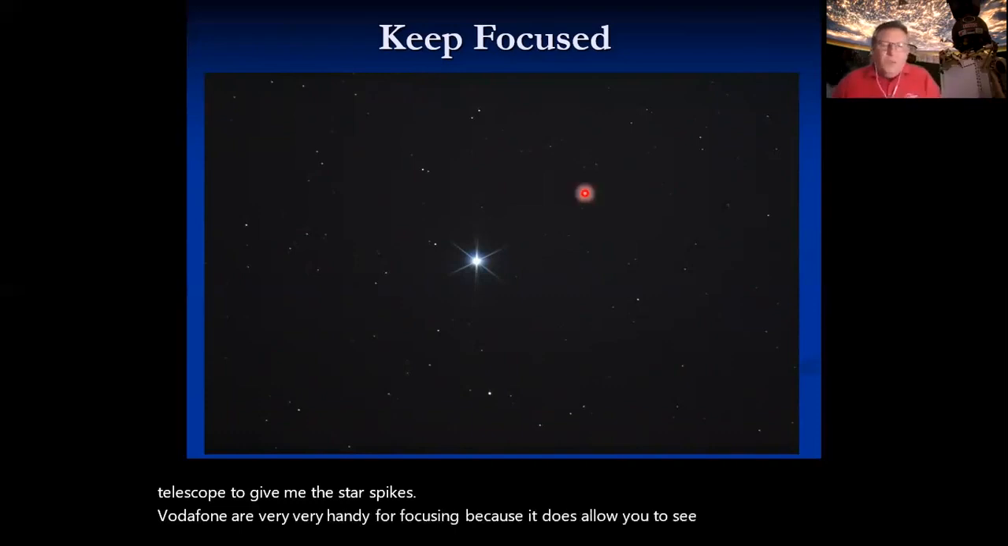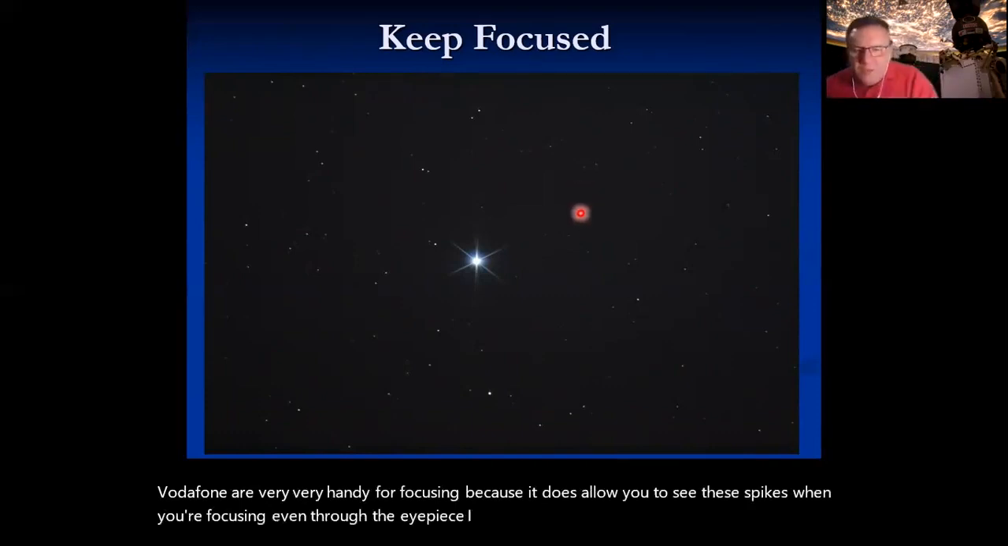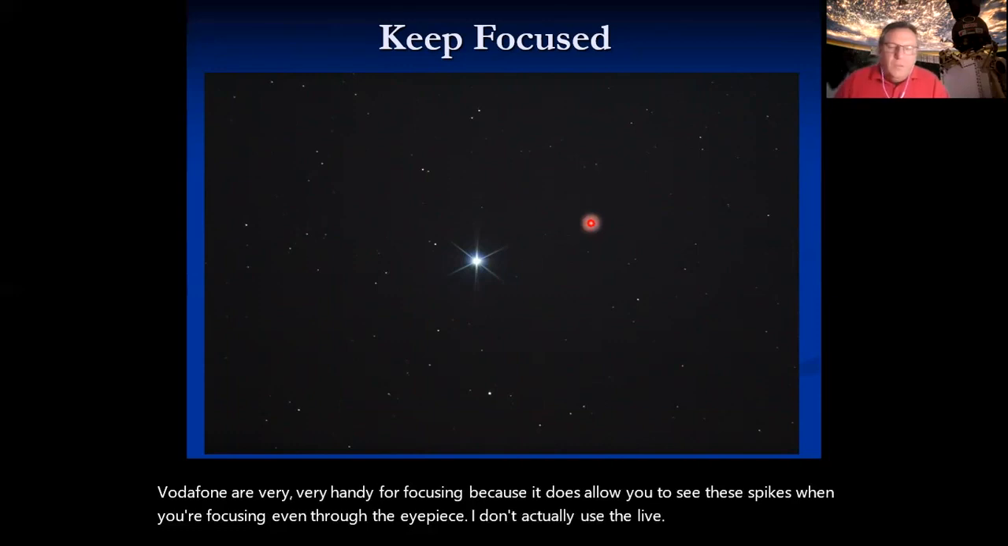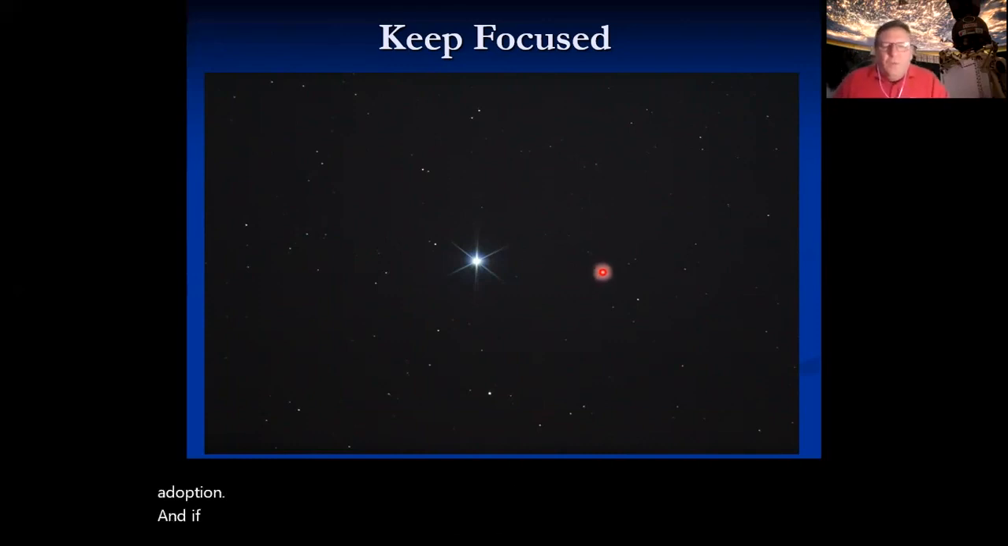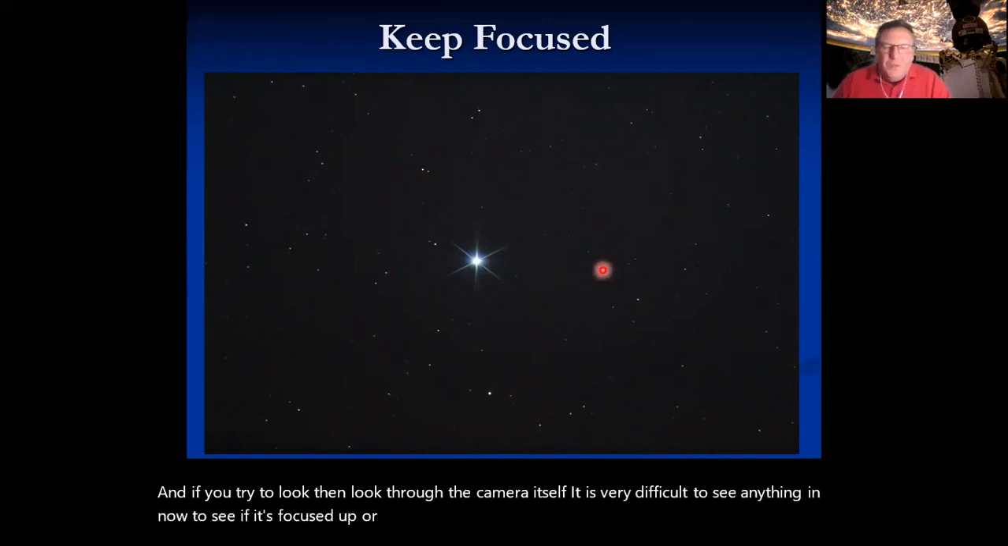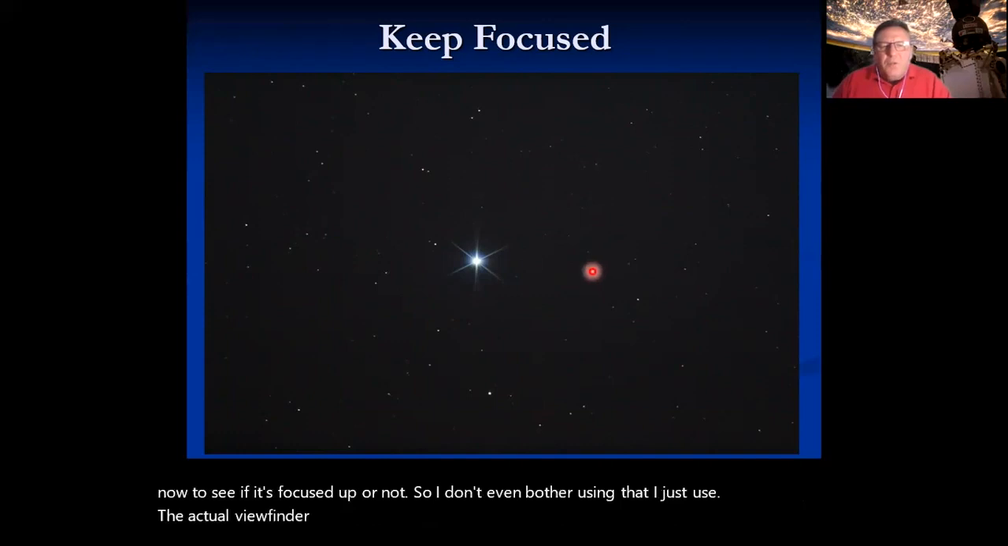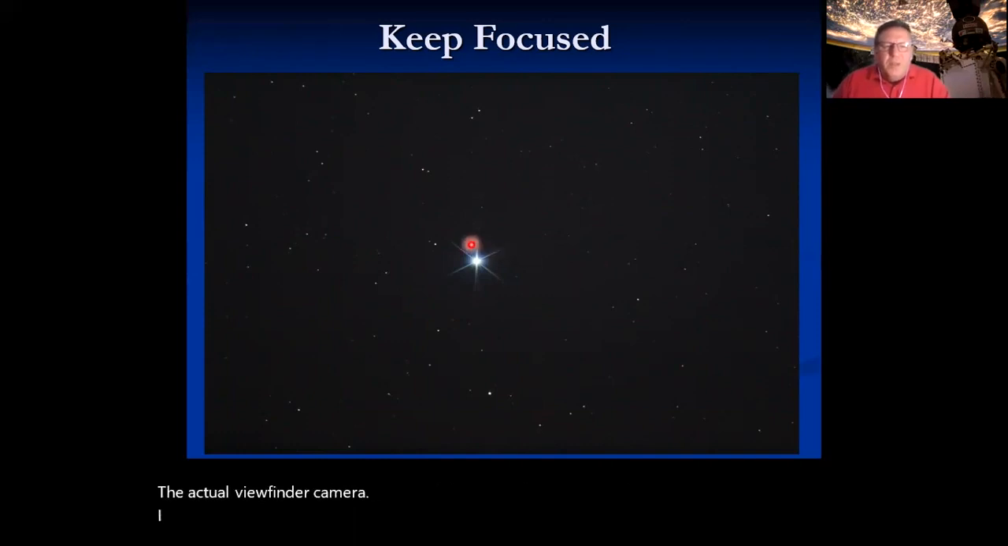I don't actually use the live view, because obviously it starts getting very bright in your eyes, and it drops down your dark eye adaptation. And if you're trying to look through the camera itself, it's very difficult to see anything in there to see if it's focused or not. So I don't even bother using that. I just use the actual viewfinder through the camera. And I found having these star spikes just made it easier to focus.